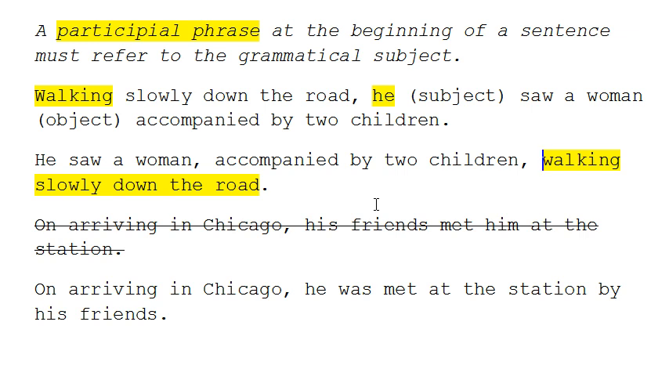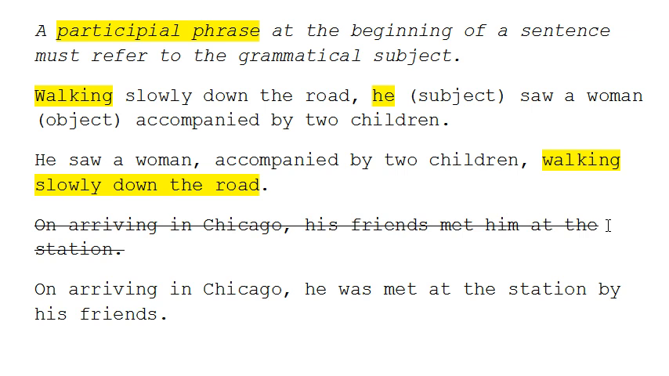Now, when we rewrite the sentence as, he saw a woman accompanied by two children walking slowly down the road, walking slowly down the road is referring to the noun or the object of the sentence, which is woman.